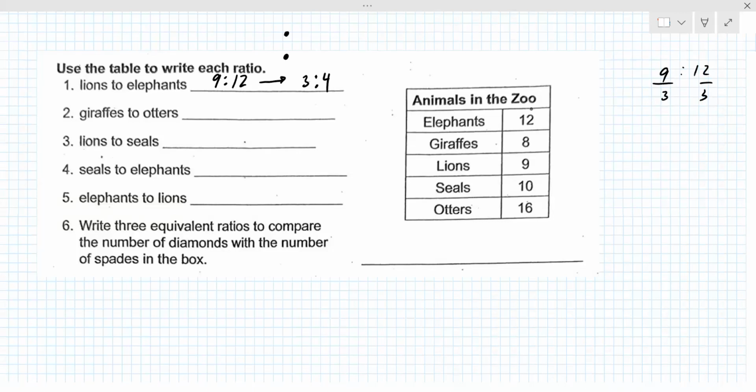Okay, so why don't you try the next one, giraffes to sea otters. 8 to 16. Then that can be reduced to 4 to 8, but that can be reduced to 2 to 4. Keep going. So it could be 1 to 2. Perfect.